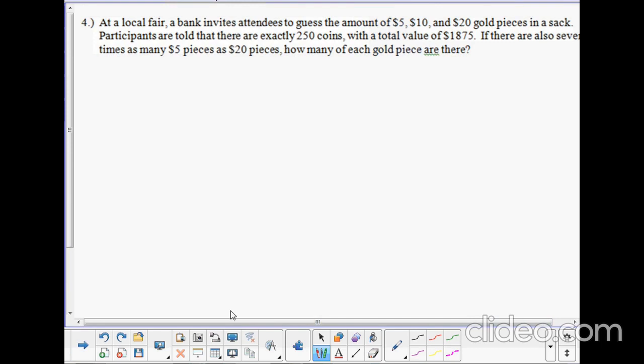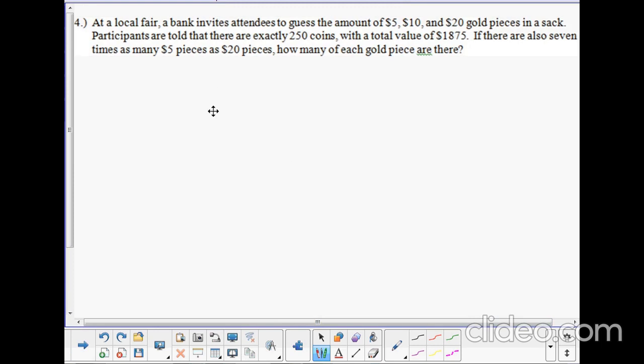So problem number 4. Problem number 4 says, at a local fair, a bank invites attendees to guess the amount of $5, $10, and $20 gold pieces in a sack. Participants are told that there are exactly 250 coins with a total value of $1,875. If there are also 7 times as many $5 pieces as $20 pieces, how many of each gold piece are there? Well, let's start with our variables. We don't know the amount of $5, $10, or $20 pieces. So let's let x be the number of $5 coins.